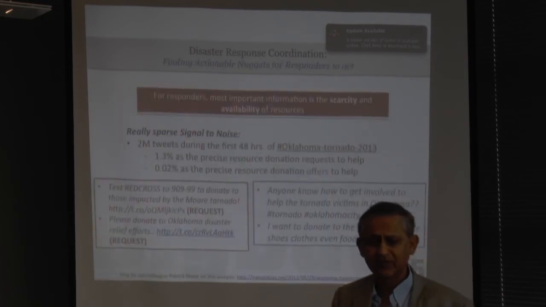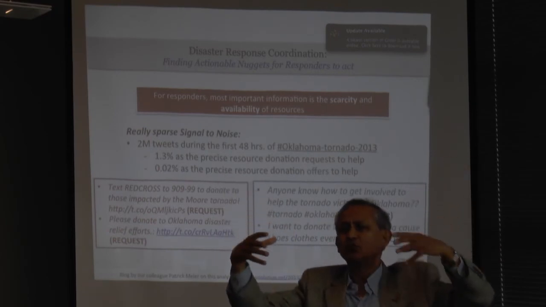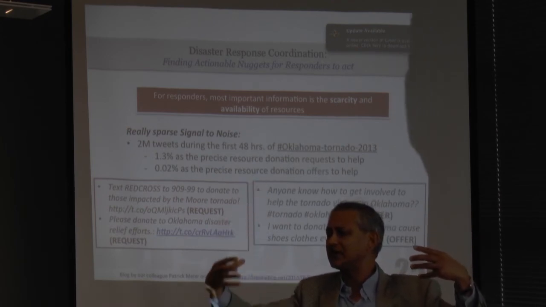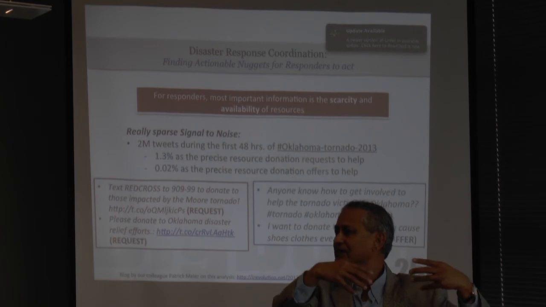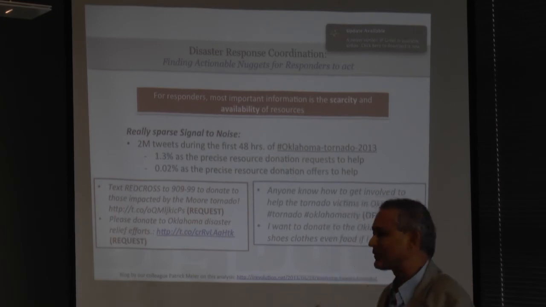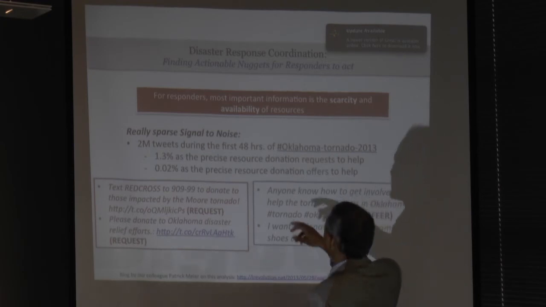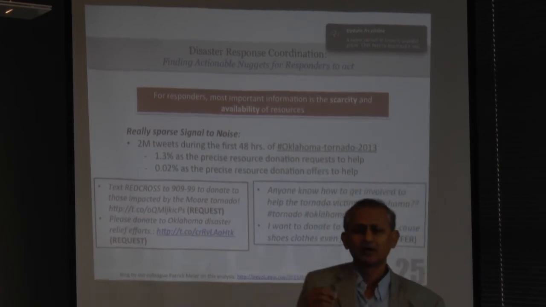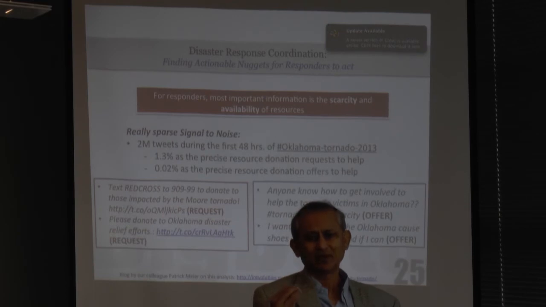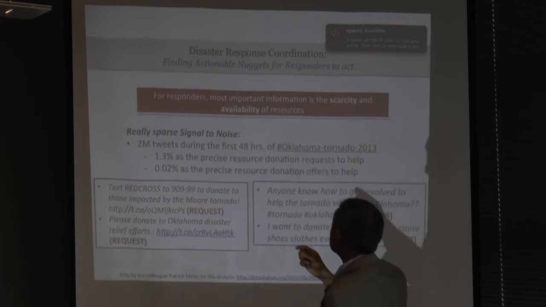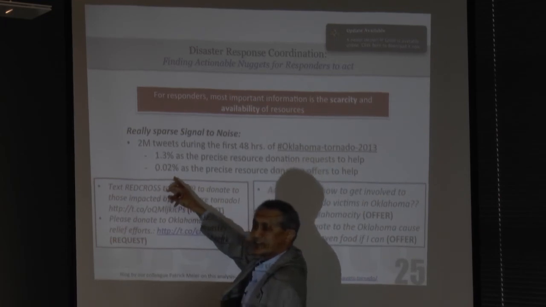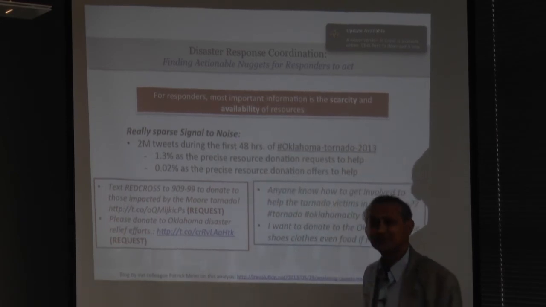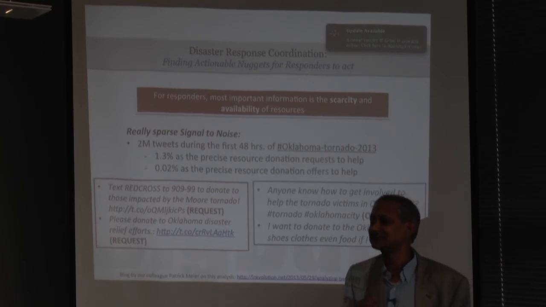So let us look at another very interesting example. If possible, you want to use social media to connect people with needs to people with the ability and desire to help address those needs. But let me show you the challenge of the problem. Only 1.3% of the tweets were identified as requests for help on that particular topic. But only 0.02%, that is 2 in 10,000 I believe, were a precise resource donation offer to help. So it's truly a needle in the haystack, right?